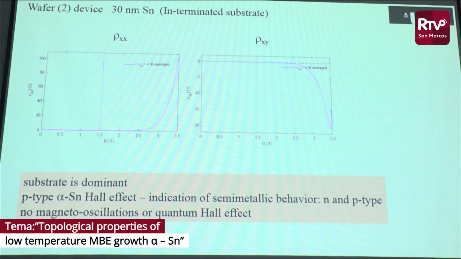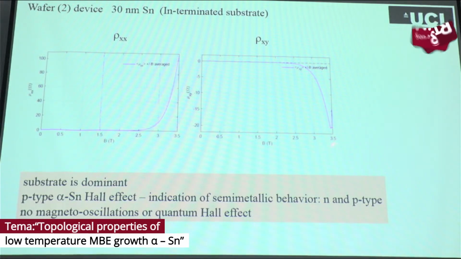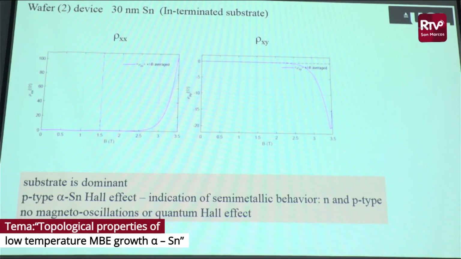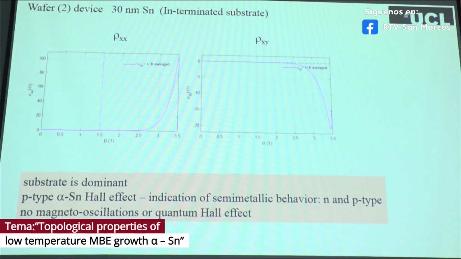On the next one, again it's indium terminated. We've actually got in rho XX this time, it's gone negative, which indicates a hole density. When we saw that, that was quite good because it indicated that we probably had got some semi-metallic behavior going on in the system. We got some N-type behavior and P-type behavior. Okay, but still no magneto oscillations or any quantum Hall effect that might be going on.